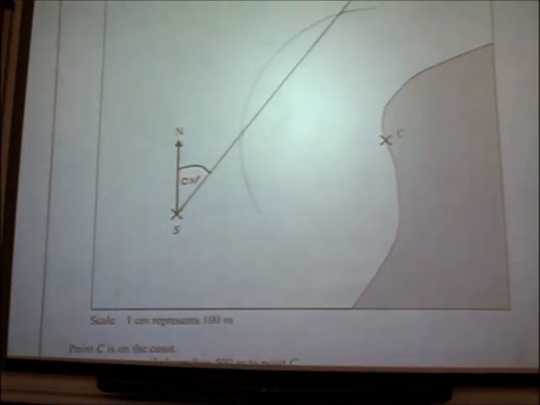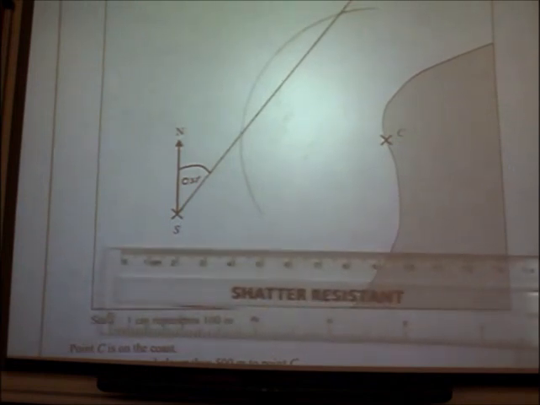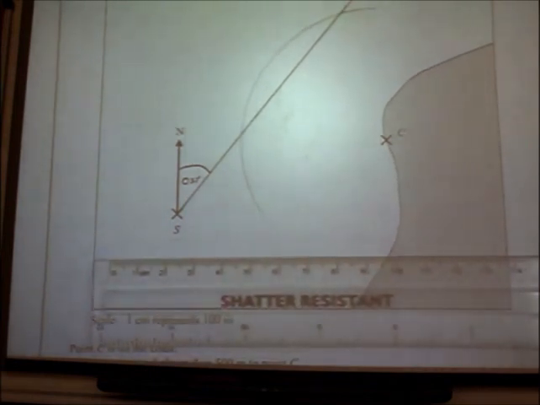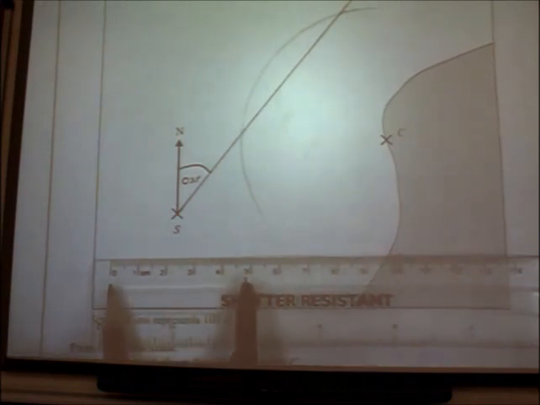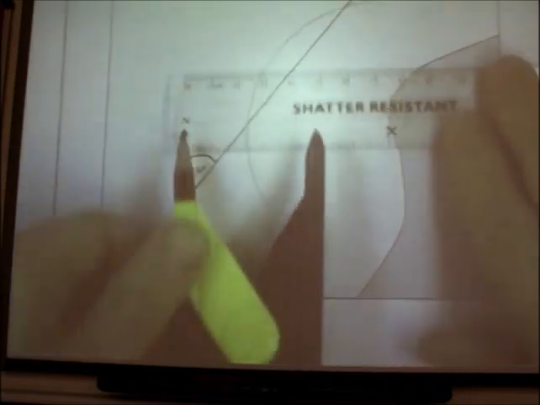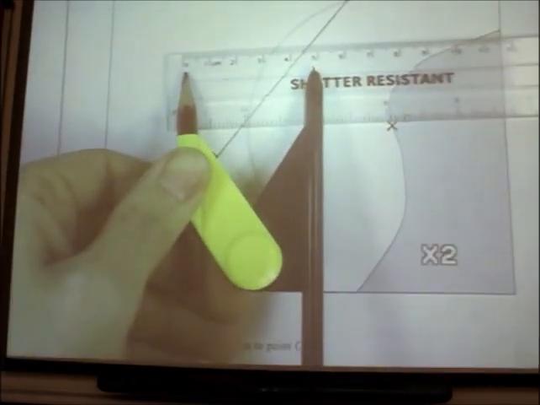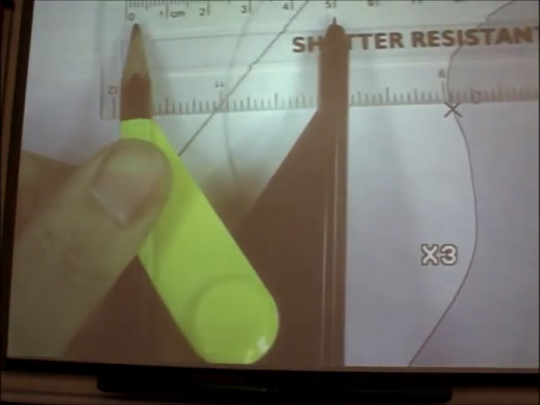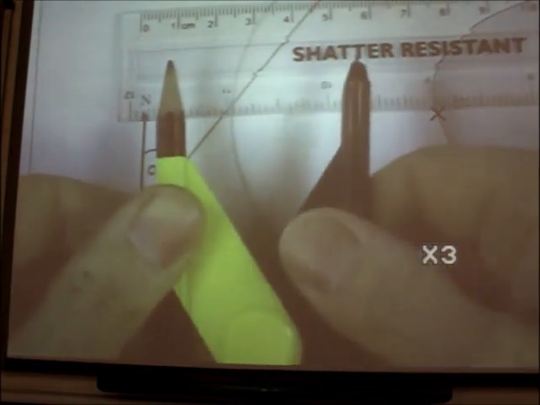What I've done then is get my compass and ruler. It says that you must not sail closer than 500 metres. Well, according to the scale, that'd be 5 centimetres. So I've measured out my compass to be 5 centimetres. I'll zoom in to make sure you can see what I'm up to. There you go. That's a little bit small.